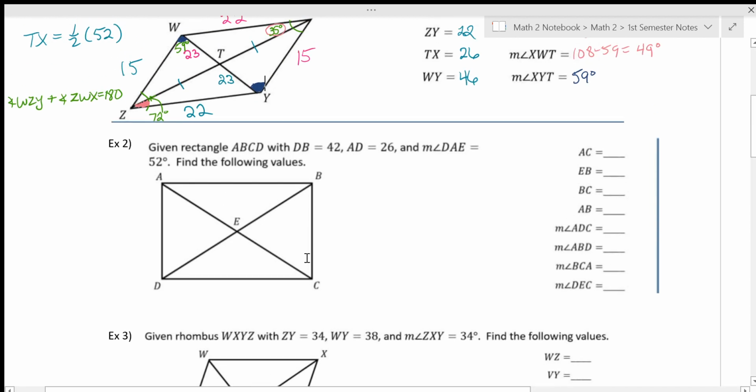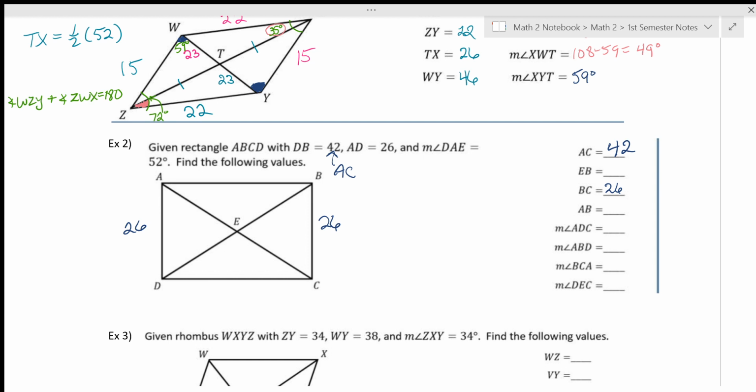So we're going to work with our rectangle here, ABCD. DB, it tells us, is 42 units. I'm not going to put that on my shape, but D to B, my diagonal there would be 42. Okay, I know that my diagonals are congruent in a rectangle, so I'm going to go ahead and also identify there that A to C would also be 42, which is my first blank over here. AD is 26, so I know that BC is also going to be 26. I'm going to go ahead and put that on my shape there.